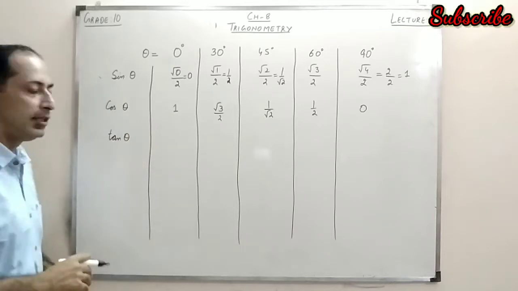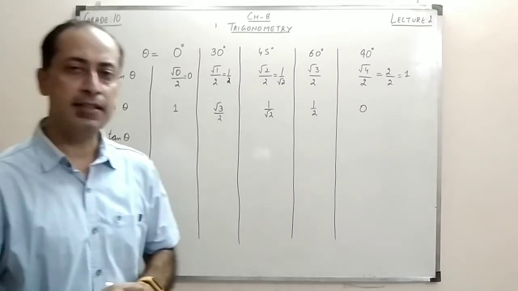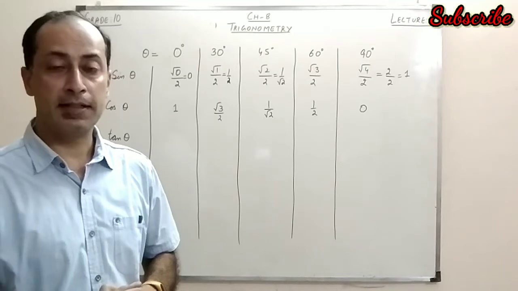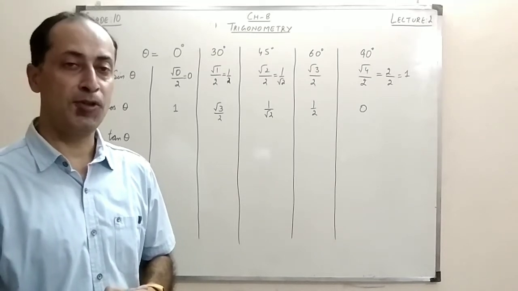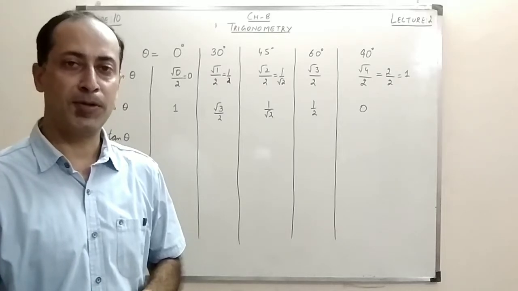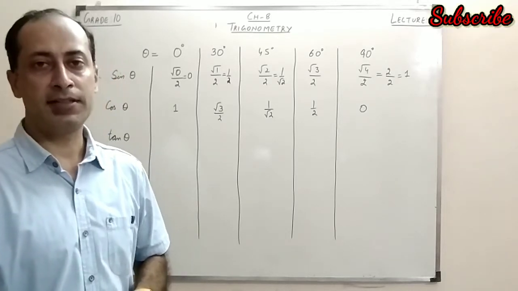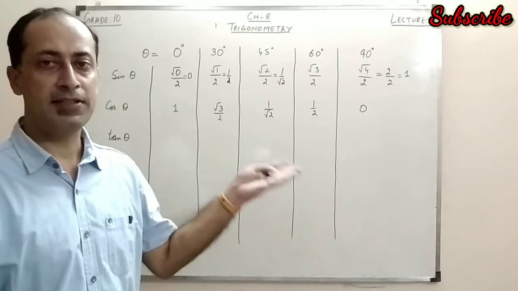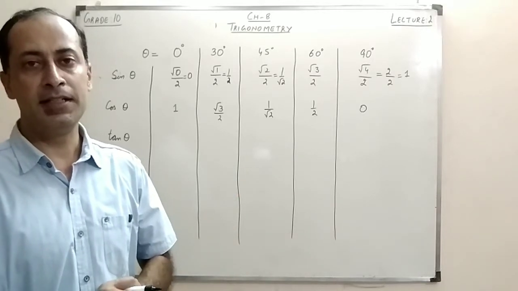Now comes the third one, that is tan theta. We know in the previous lecture we discussed that tan theta, that is tangent theta, is basically a ratio of these two ratios. That is, tan theta is sin theta upon cos theta. So if we divide sin theta by cos theta for the various angles, we can get the value for tan theta.